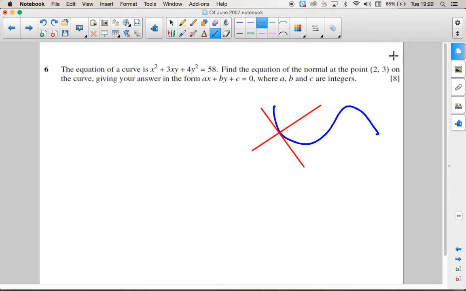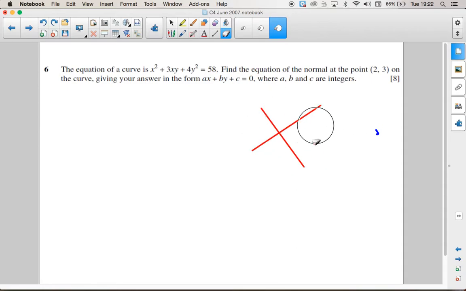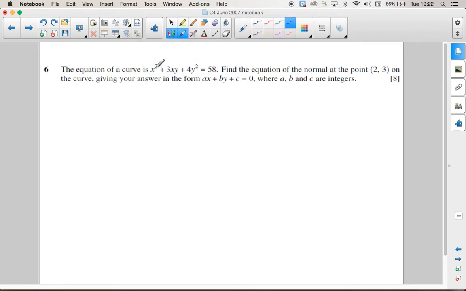We've got the coordinate that we need. The coordinate is 2, 3. And so we could then use y minus y1 equals m(x minus x1) to get the equation of that normal line. So that's my plan. Get dy by dx, work out the gradient of the tangent, work out the gradient of the normal, and then get the equation. So let's find dy by dx first.